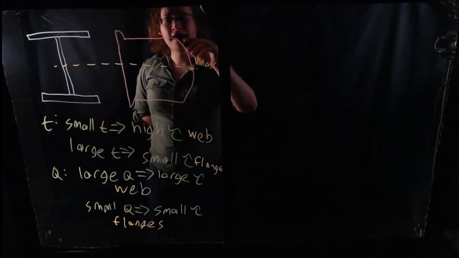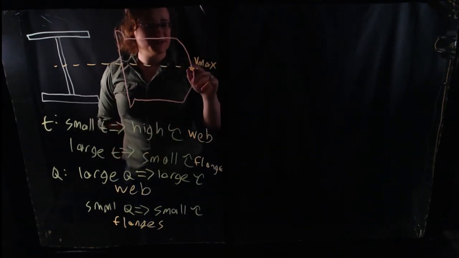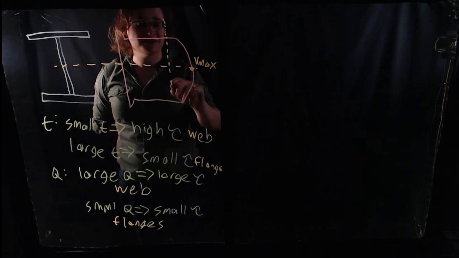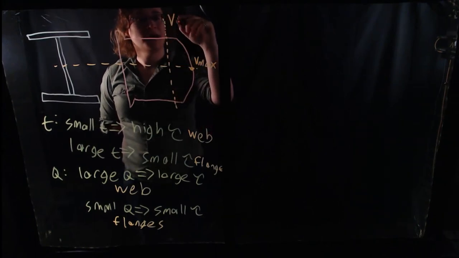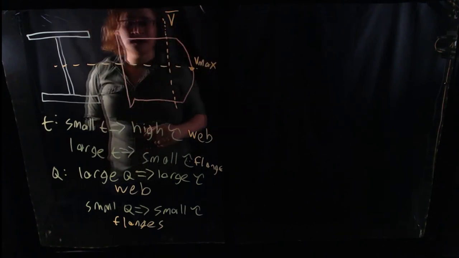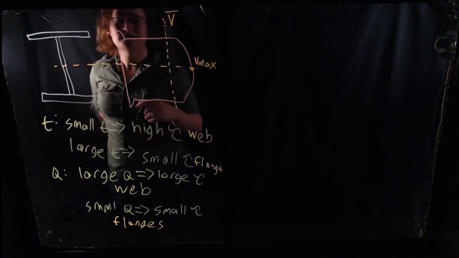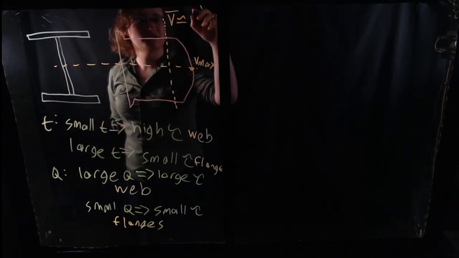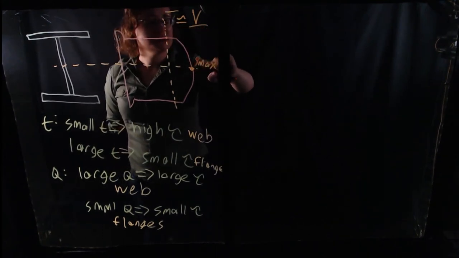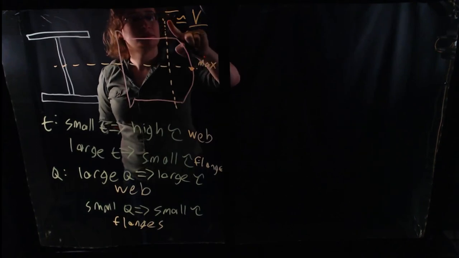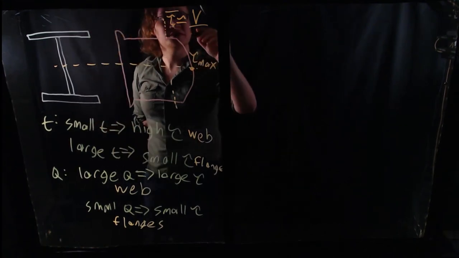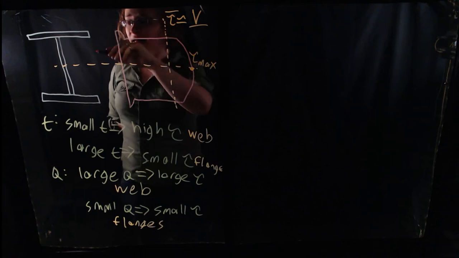So we have a maximum shear value, but we could also calculate a V average if we wished, V bar or V average, approximately equal to the shear force. Or I should probably put tau average and tau max, sorry about that. Do you want to be consistent here? So let's say you had a tau average and a tau max. So tau average would be just V divided by the area of the web.